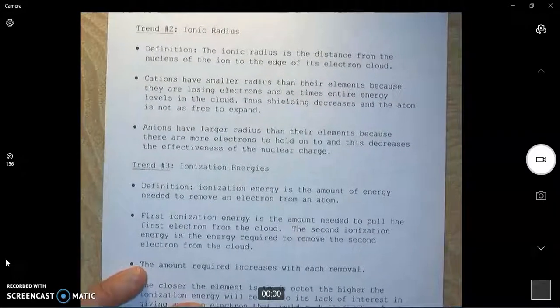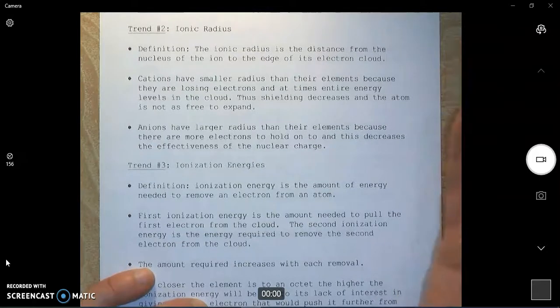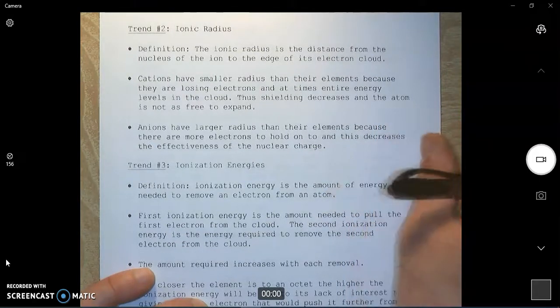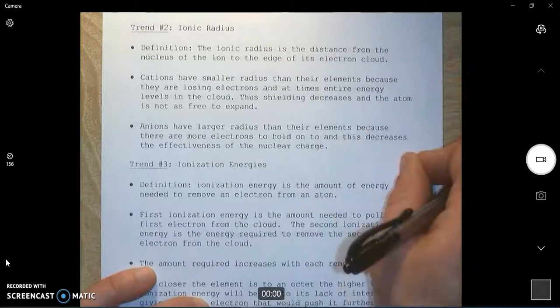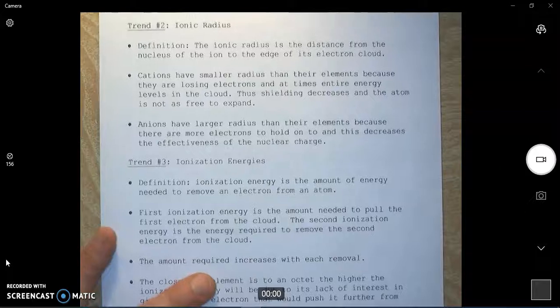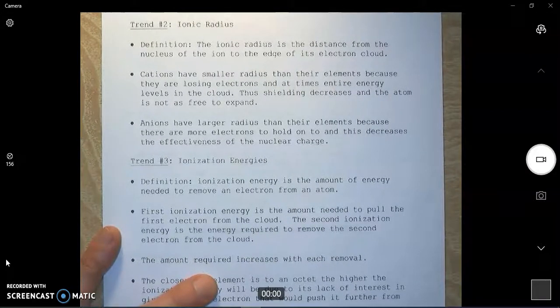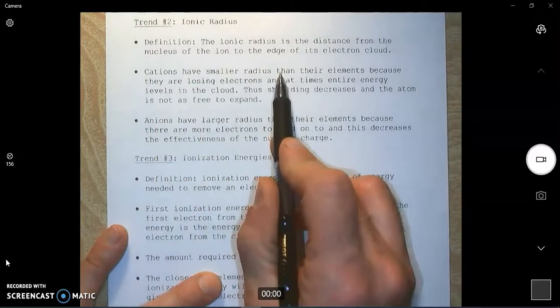So when we look at ionic radius, we define it as the distance from the nucleus to the edge of the ion cloud. And when we talk about the ion cloud, again, we're talking about how much space it's occupying in a bonded scenario. We're not going to measure them as much as think about how the size of the atom would change when it ionizes. So cations have a smaller radius than their element.